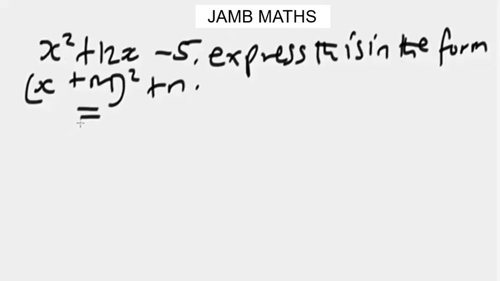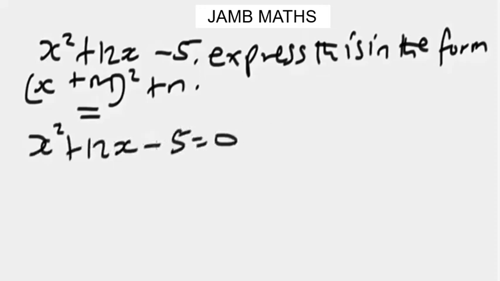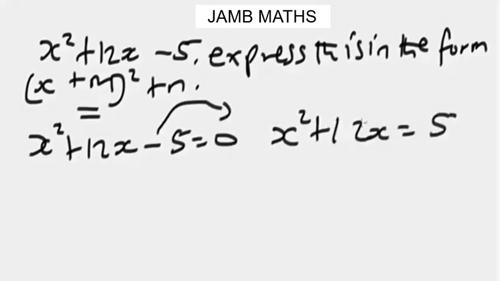Now the next thing we are going to do is to equate this expression to 0. So it's going to be x squared plus 12x minus 5 equals 0. Once you do it, you take this 5 to the other side of the equation, so it's going to be x squared plus 12x equals 5. Remember, we want to solve this problem using the completing the square method.